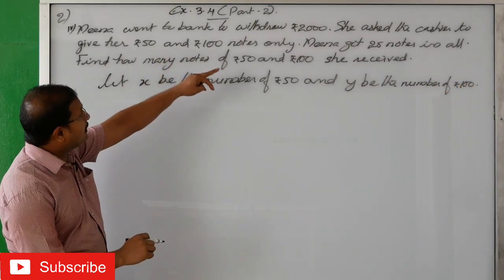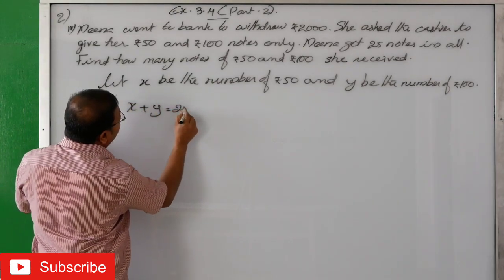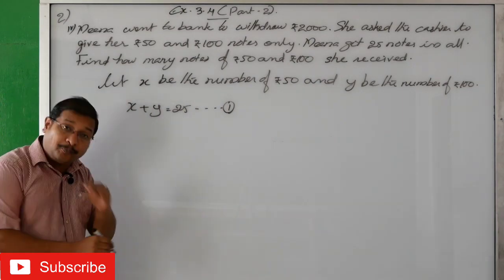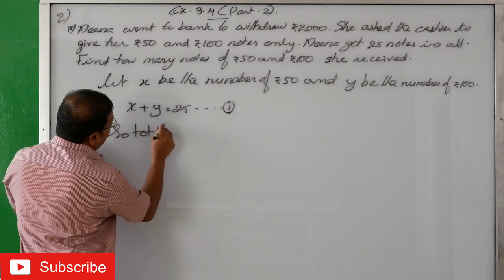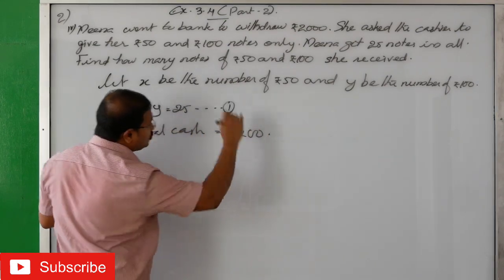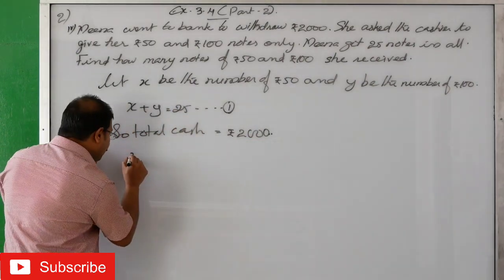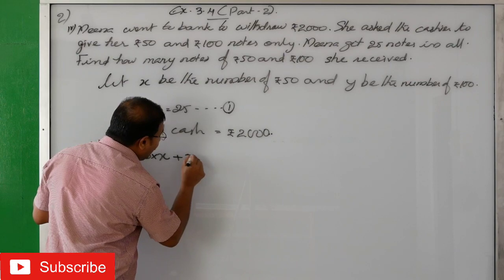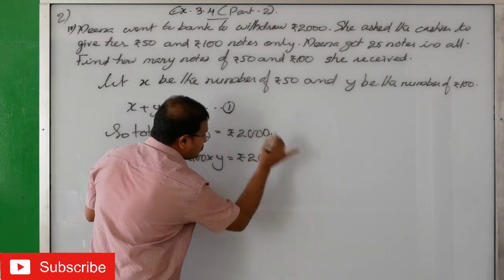Ready? According to the question, she got 25 notes. That means x plus y equals 25. That will be equation number 1. Ready? After that, we know the total rupees. Total cash is rupees 2000. Rupees 2000 means 50 rupees into x, we don't know how many, plus 100 rupees into y equals, altogether she got 2000.